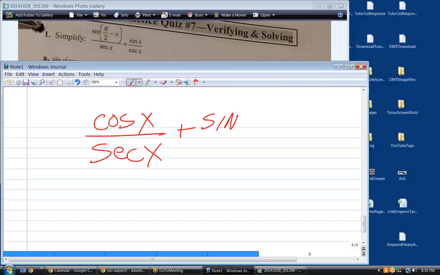And you got to do it that way because otherwise we have no way of doing any of these. If it's not the same angle, you can't use any of these identities. So that's the very first job when you see a pi over 2 minus x or a 90 degrees minus x: convert it to its cofunction.